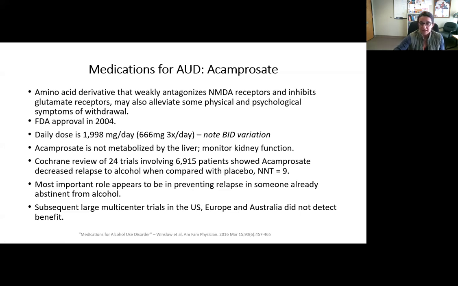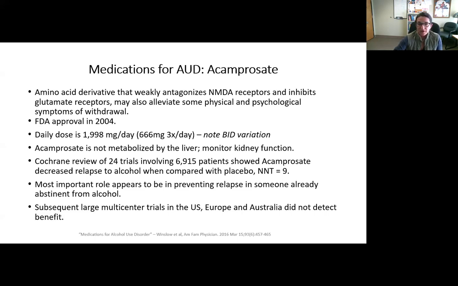treatment for folks. The next one that is a little bit harder, I think, in terms of seeing the benefit, but some people do very well on, and is our second FDA-approved med, is acamprosate. This has a little more complicated mechanism of action. It's an amino acid derivative, weak antagonist of NMDA receptors. And with that, and inhibiting glutamate receptors, it can also alleviate some of the physical and psychological symptoms of withdrawal, but isn't meant for withdrawal management. It's meant for AUD management long term.